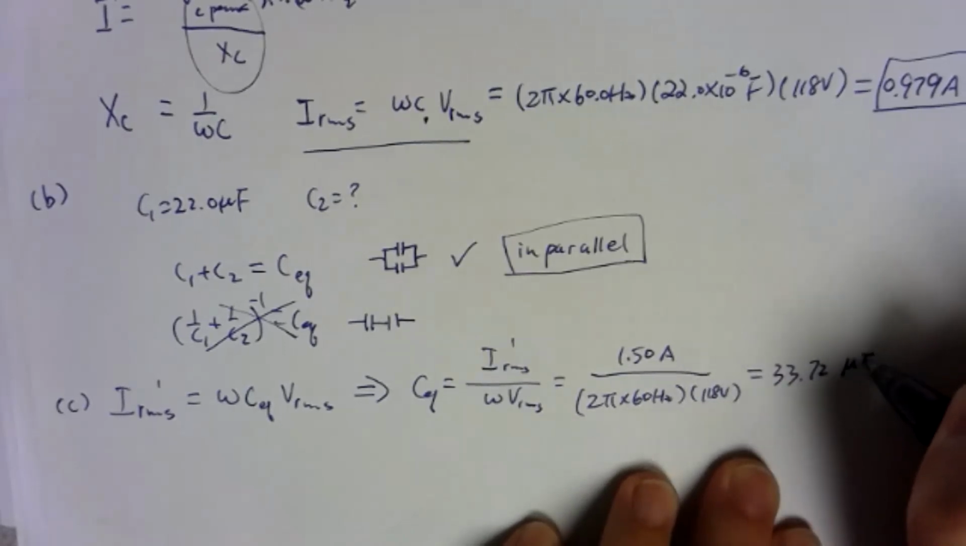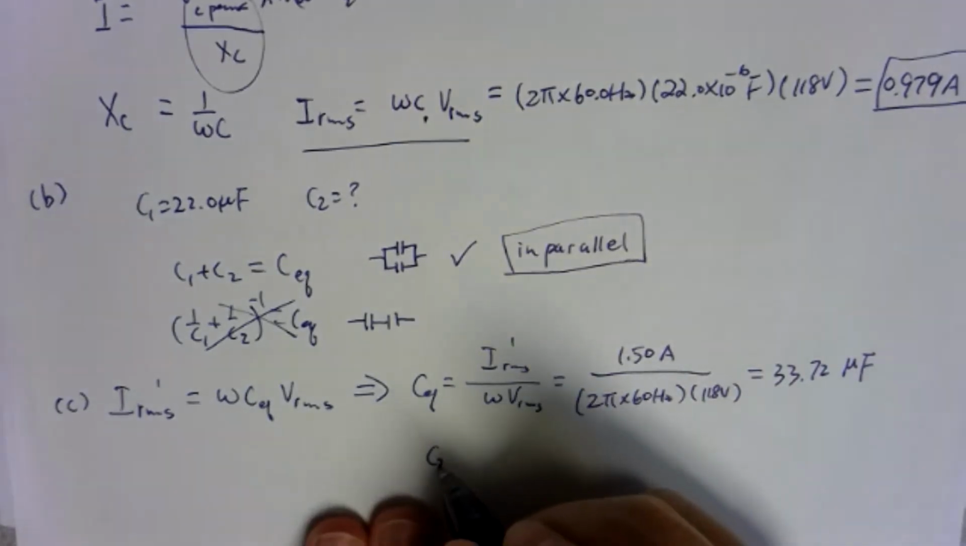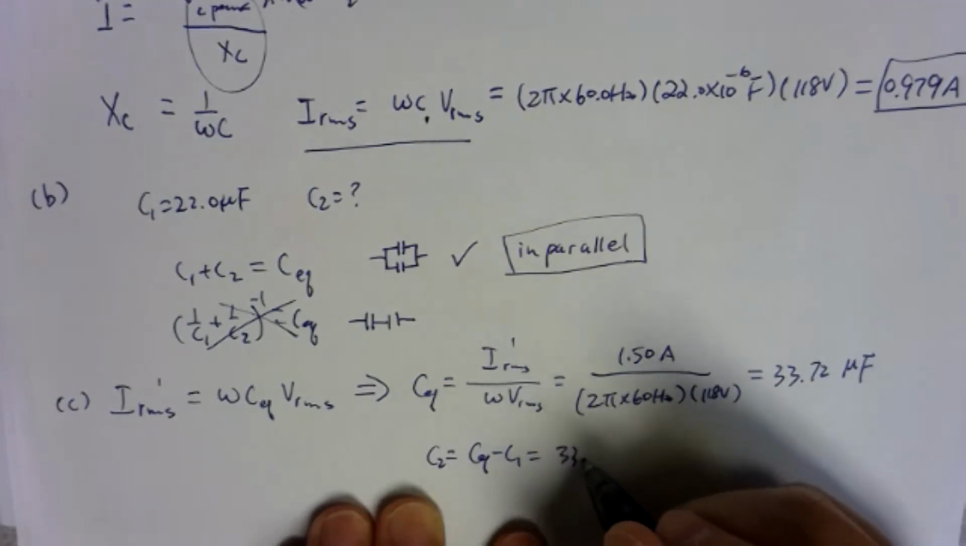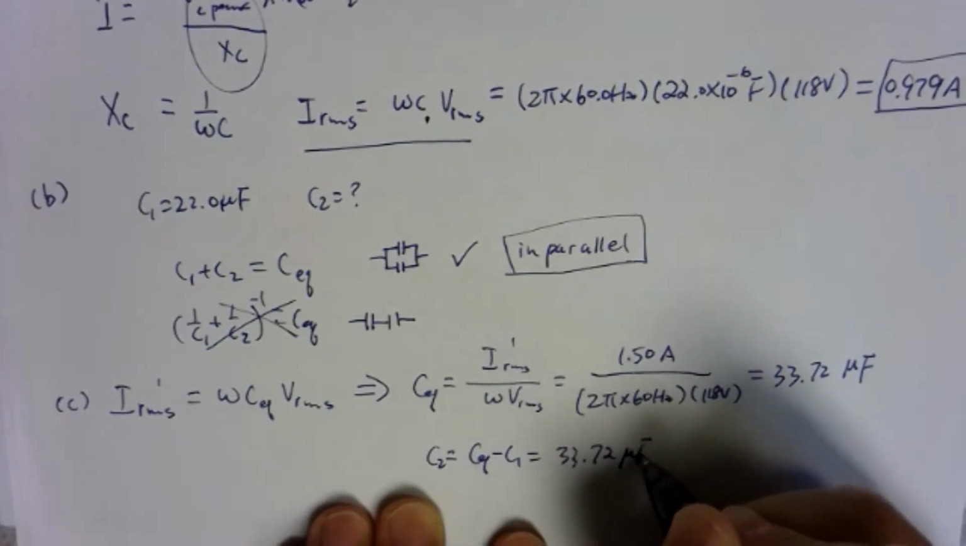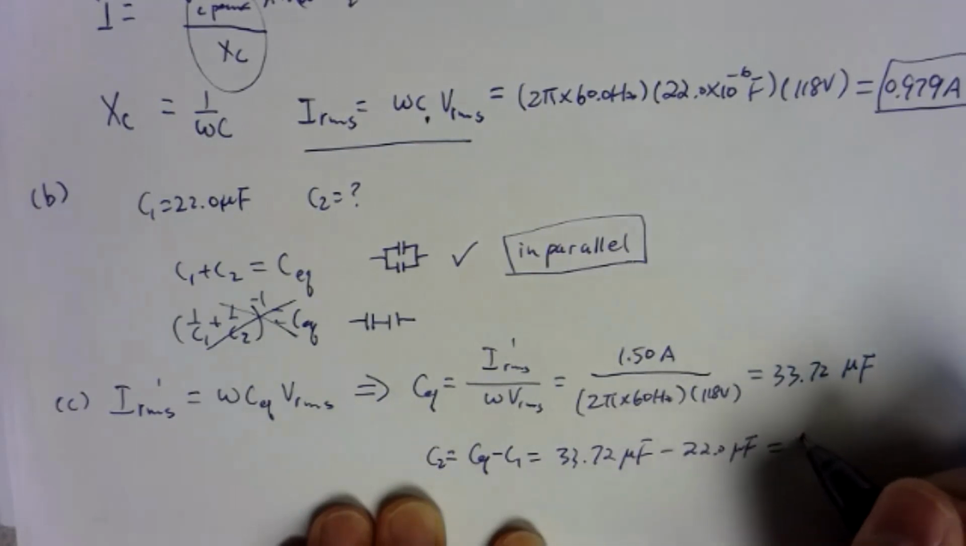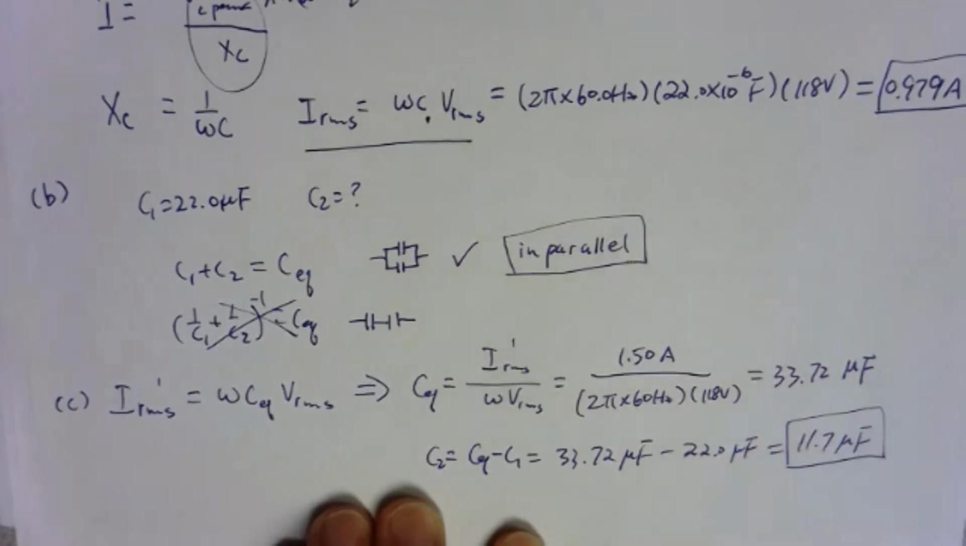So that gives you 33.72 microfarad, so 10 to the minus 6 on that. So C2 added will be C_EQ minus C1, which is 33.72 microfarad minus 22.0 microfarad, which is 11.7 microfarad, or 11.72. But keep it to 3 significant figures, so 11.7.